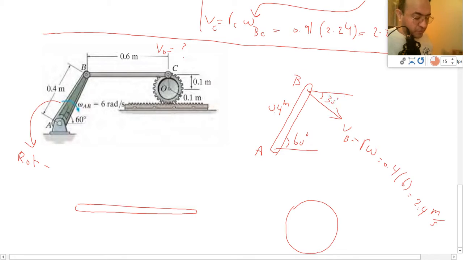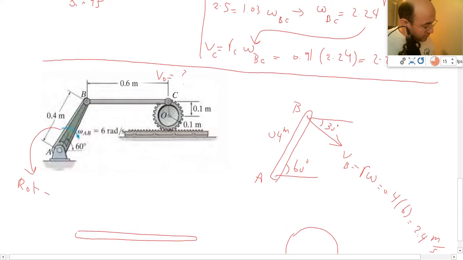How I found it? I just cheated from the other problem. We just solved a very similar problem a minute ago, and I used the value from there for 30 degrees. Now the velocity of B looks like this.